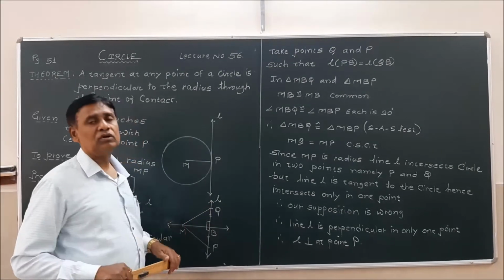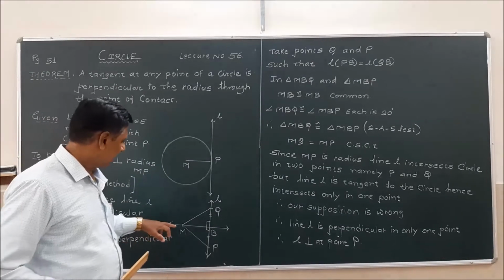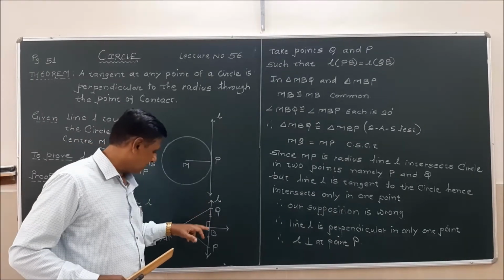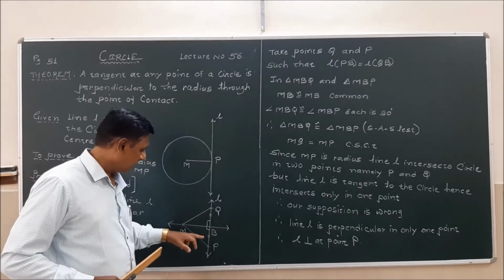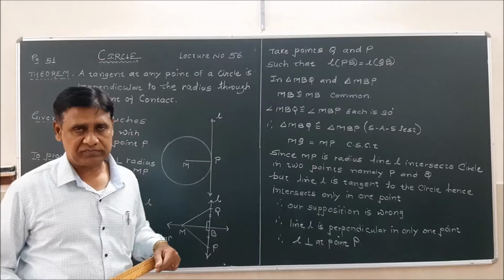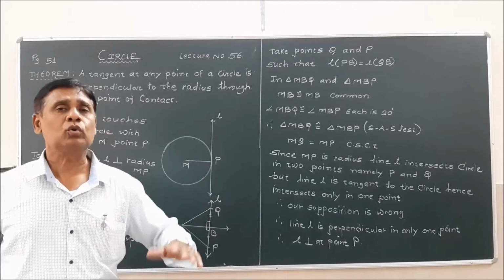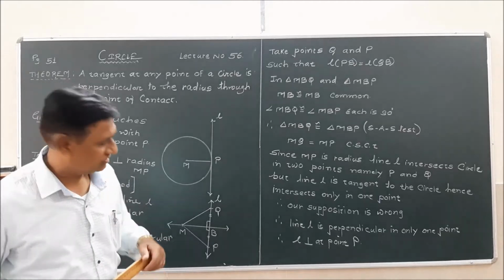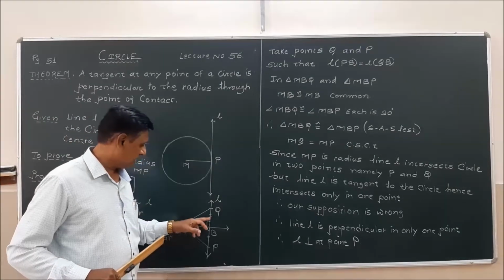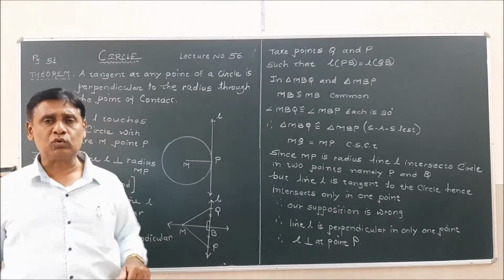And BQ is equal to BP by construction. So this is how you will be getting triangle NBQ and triangle NBP. These two triangles are congruent, and they are congruent by SAS test.